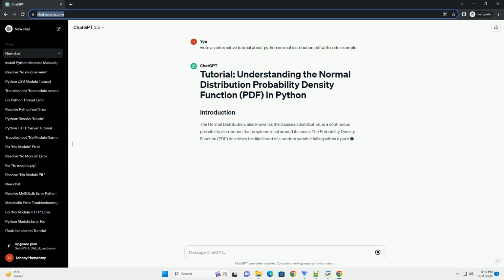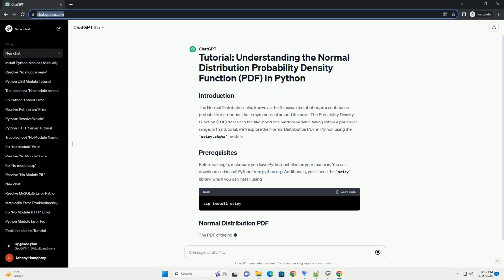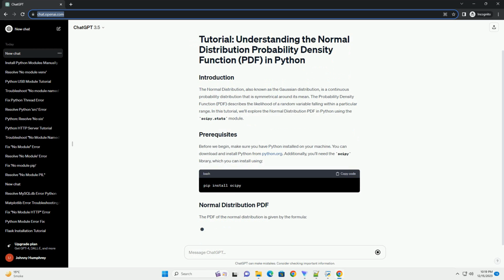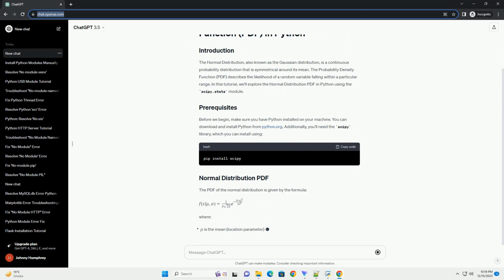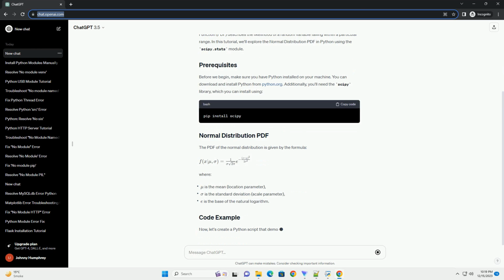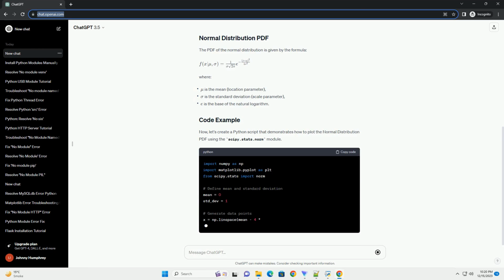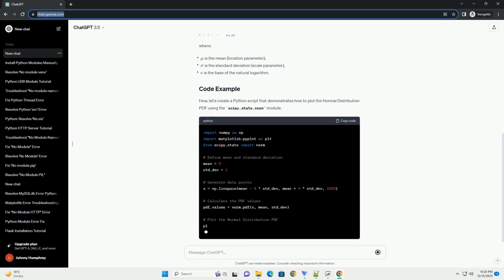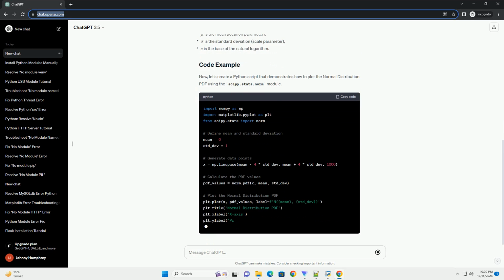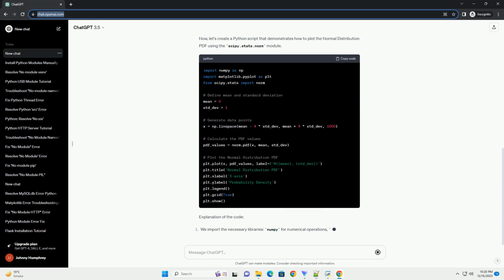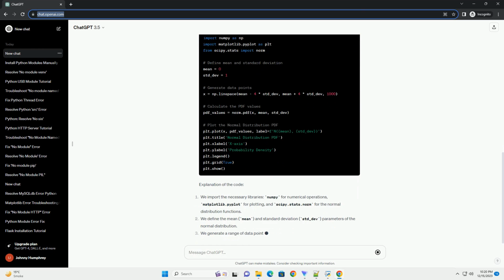The normal distribution, also known as the Gaussian distribution, is a continuous probability distribution that is symmetric around its mean, representing a bell-shaped curve. In this tutorial, we'll explore how to work with the probability density function, PDF, of the normal distribution in Python, using the scipy.stats module.